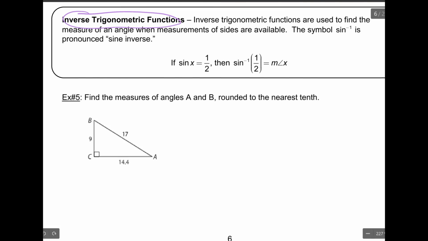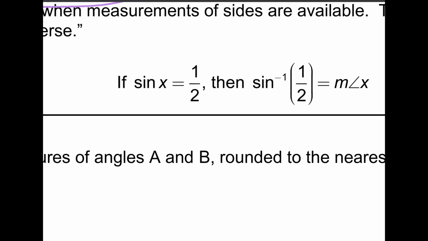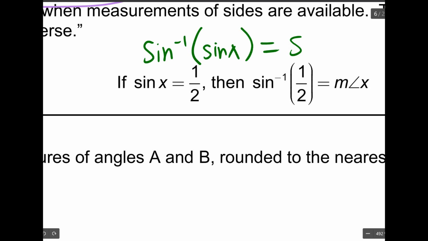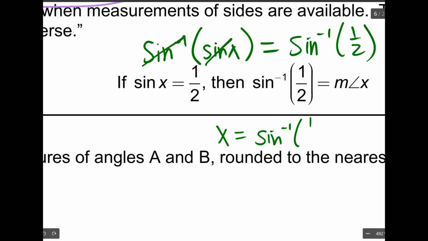Right, so in order to get rid of sine, you cannot just divide by it. What you have to do is the opposite operation. So if you take sine inverse of sine of x, and you have to do it to both sides, so sine inverse of 1/2, so I'm just looking at this guy right here. Sine inverse and sine will cancel each other out, and I'm left with x equals sine inverse of 1/2.